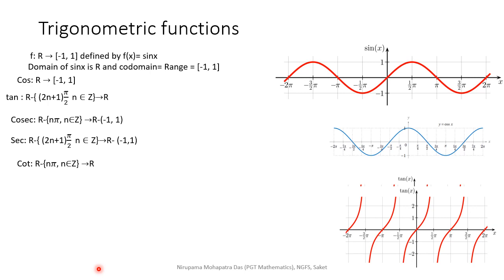When sin x is 0, cot x is not defined. So that's why the domain of cot x is R minus n pi, where n belongs to the set of integers, and the codomain, which is equal to the range, is also the set of real numbers. Okay, so this is basically the brief recap of trigonometric functions which we already studied extensively in class 11th.